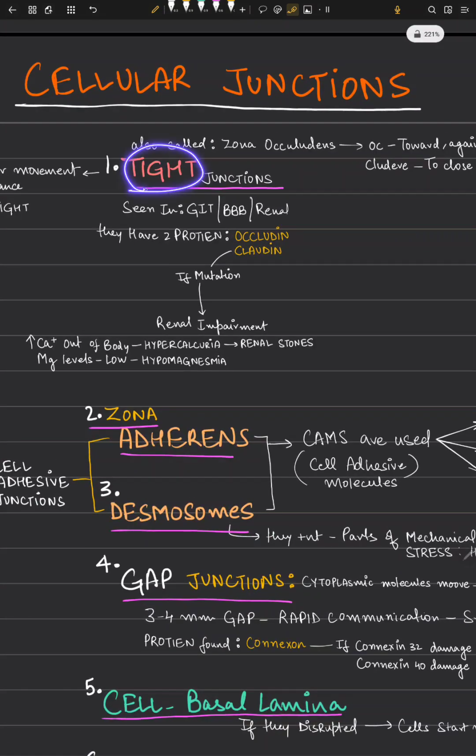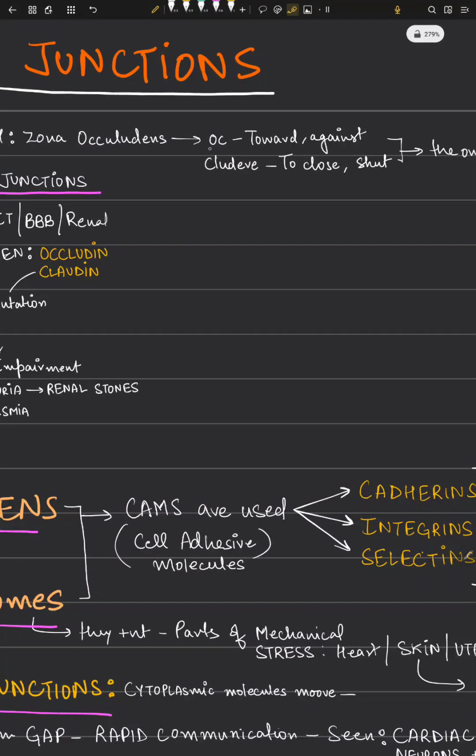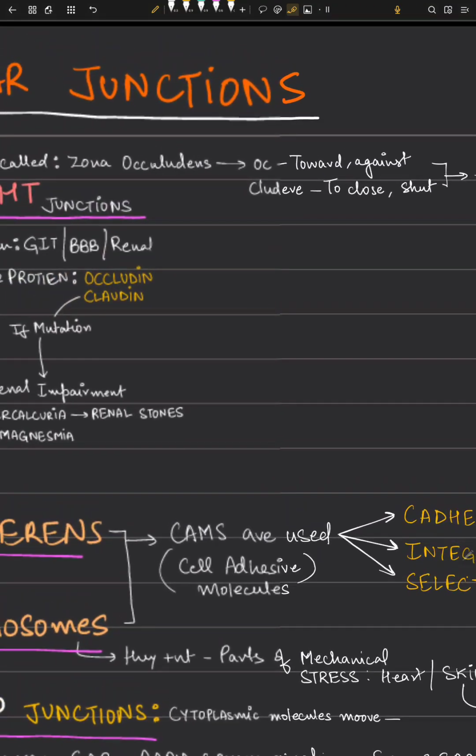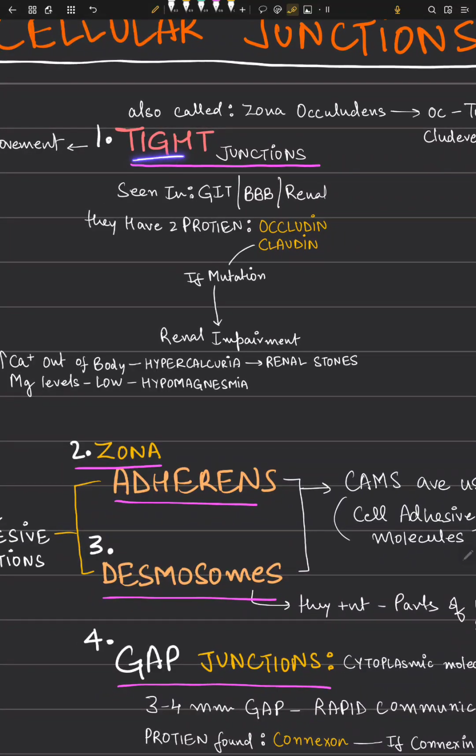Tight junctions are also called zona occludens. The word root of occludens is quite amazing: oc means towards, and cludens means to close. So it's the one that closes off. It's a nice name, honestly. Where are tight junctions seen? In the GIT, in the blood-brain barrier, and in the renal system. We don't want to lose any substance, or want fast communication between two cells. So that's why we want them in the GIT, and in the blood-brain barrier, because we don't want things leaking into your brain.